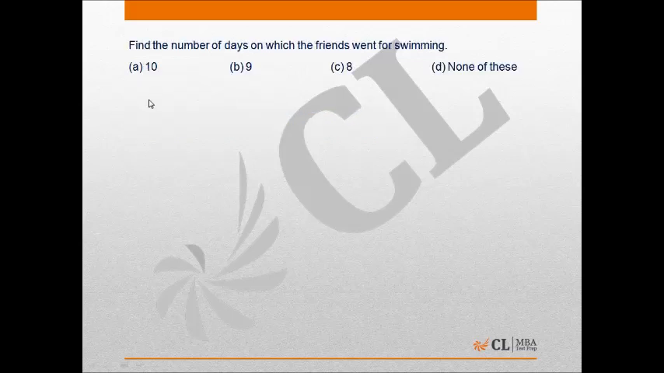Move to the next question. Find the number of days on which the friends went for swimming. As we know, the total number of times on which all the friends put together went for swimming is 32, and on each day exactly four friends went for swimming. So the number of days on which they must have gone for swimming has to be 32 upon 4, that is 8. Hence option C is the correct answer.